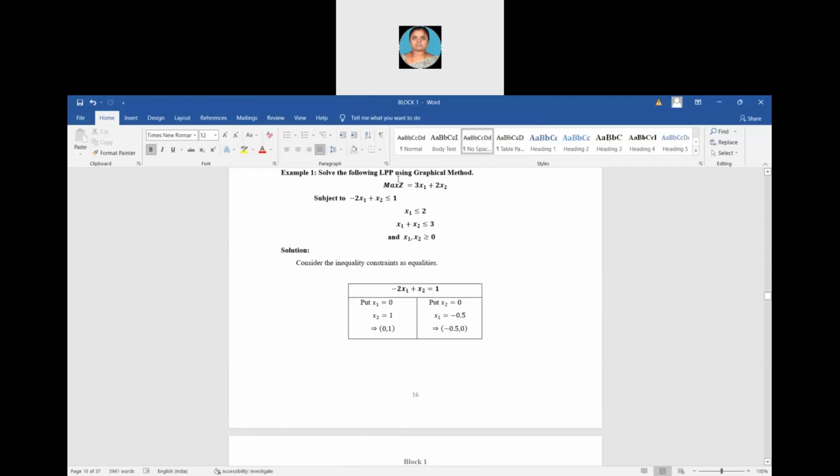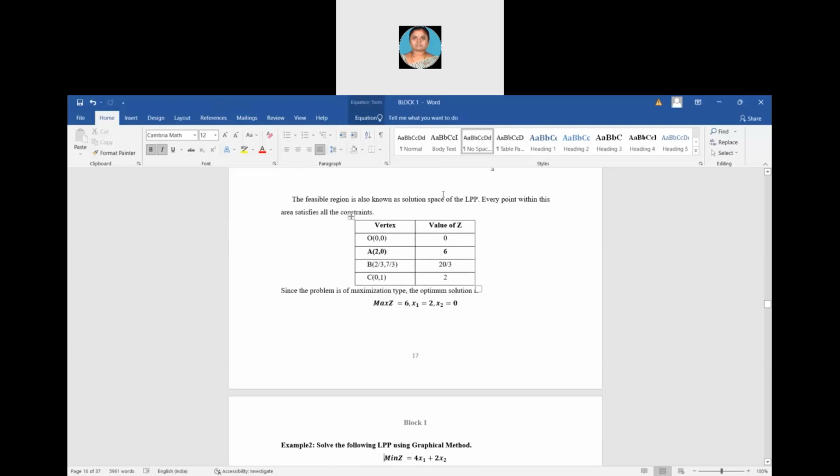What is your objective function? Maximize z equal to 3x1 plus 2x2. In this objective function, what are all the coordinates we have selected? What are all the coordinates we have in our feasible region, that is, in the shaded region? You have to substitute those into it.